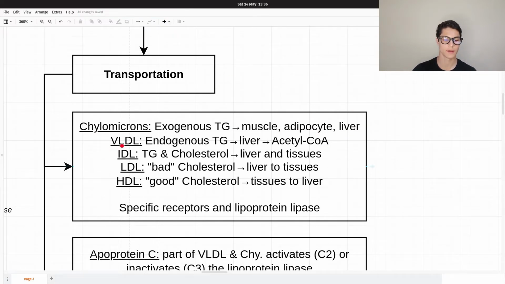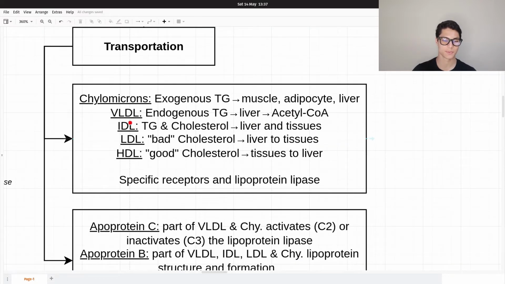We have then the very low density lipoproteins, and these transport the endogenous triglycerides to the liver, and then in the liver they create acetyl-CoA. Intermediate density lipoproteins have both triglyceride and cholesterol, and they bring those two to the liver and the tissues.